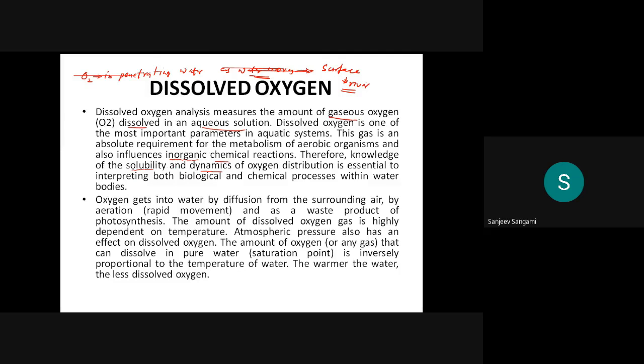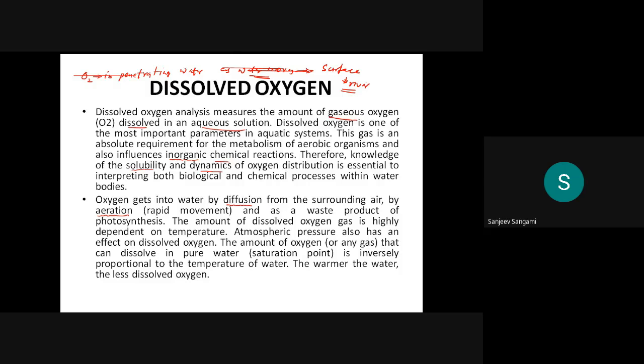The solubility, whatever you are talking about, depends on the temperature that we already discussed. The solubility of oxygen in water depends on temperature. As the temperature goes on increasing, the solubility is going to decrease. So oxygen gets into water by diffusion, of course, from the surrounding air, that I already discussed, by aeration.